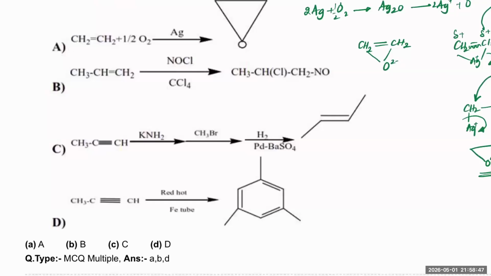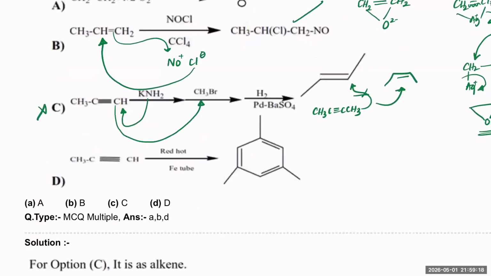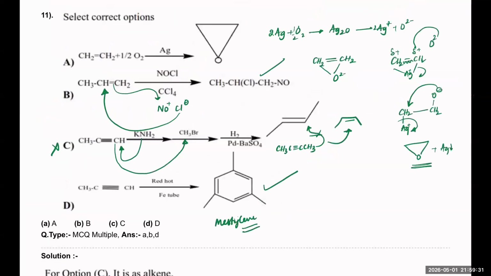Next, NOCl basically will have NO plus and Cl minus. So NO plus is the electrophile and Cl minus is the nucleophile. So this is given correctly. KNH2: NH2 minus will take H plus from here. That C minus will attack on CH3. So we will get CH3, C triple bond C, CH3. Then with Lindlar's catalyst, it will not give trans, rather it will give you cis. So this is incorrect. And red hot iron tube or red hot copper tube will do aromatization. So this is mesitylene, which is correct. Done with the question.